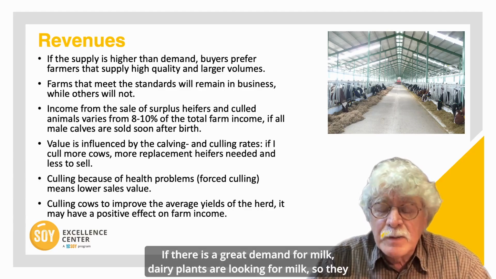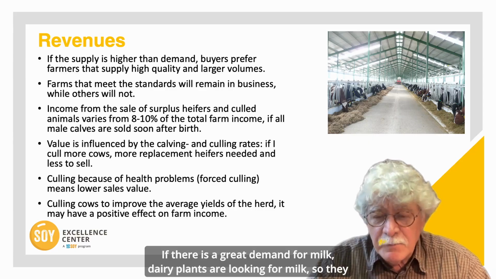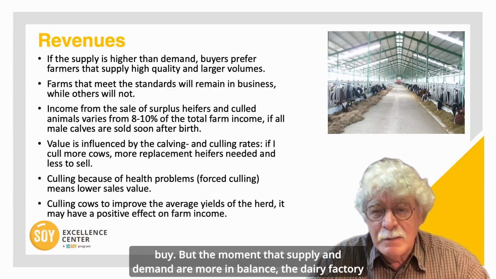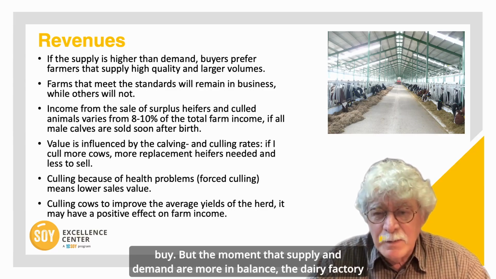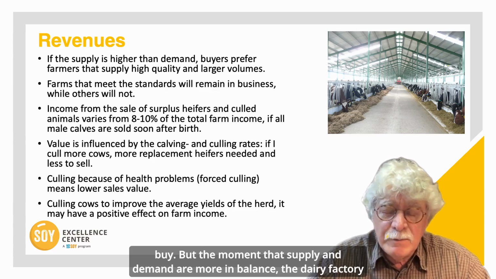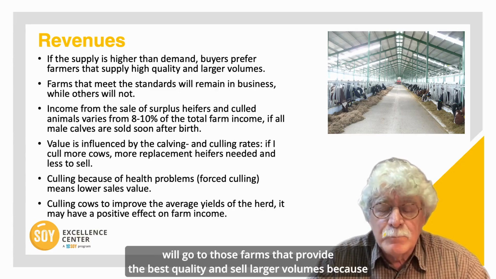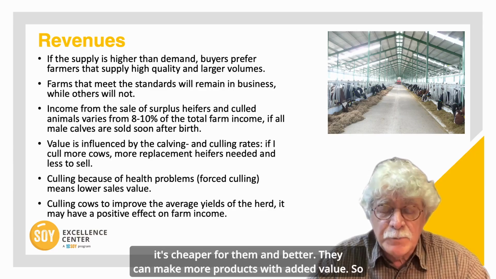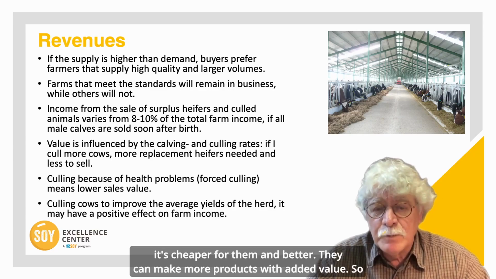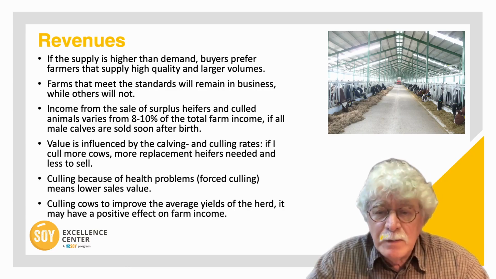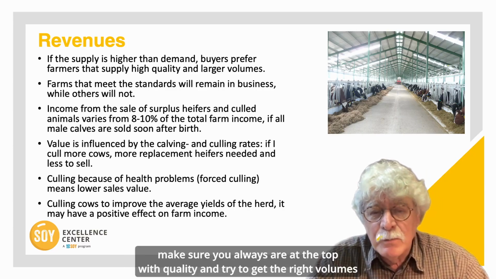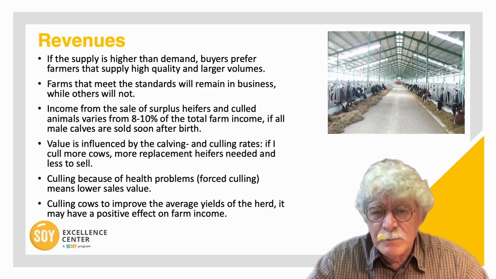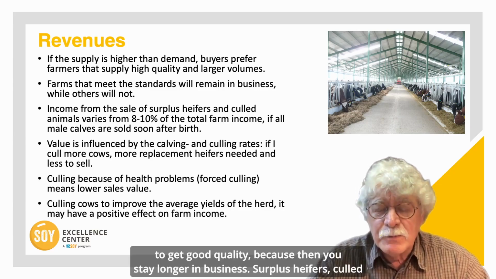If there is a great demand for milk, dairy plants are looking for milk, so they buy. But the moment that supply and demand are more in balance, the dairy factory will go to those farms that provide the best quality and sell larger volumes because it's cheaper for them and better. They can make more products with added value. So make sure you always are at the top with quality and try to get the right volumes to get good quality, because then you stay longer in business.